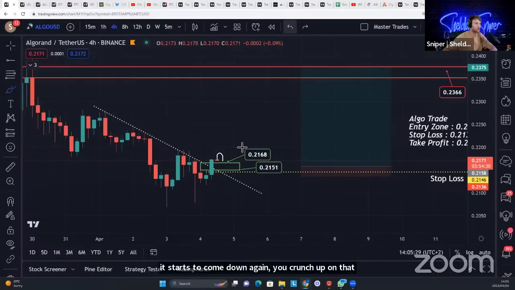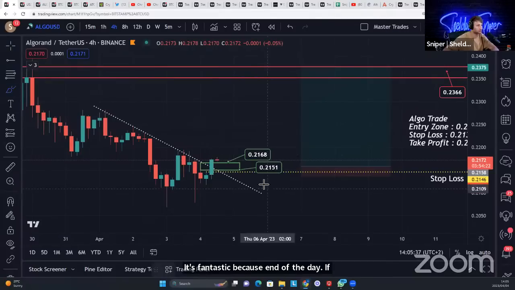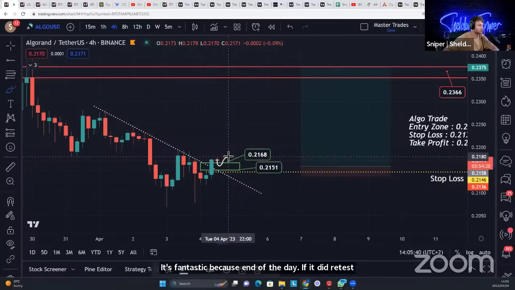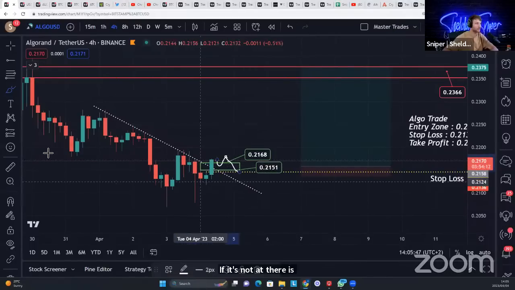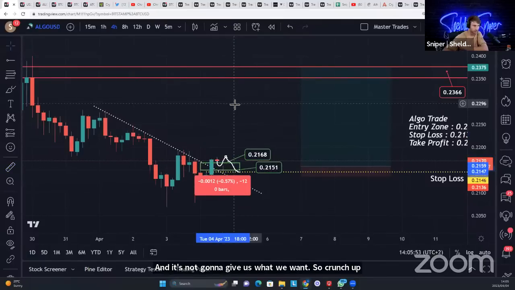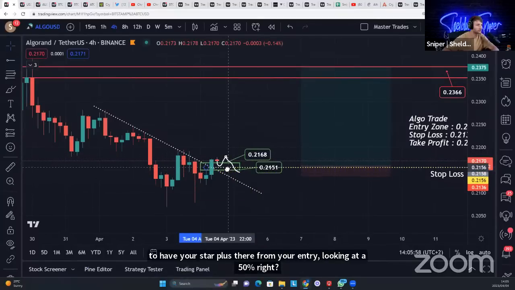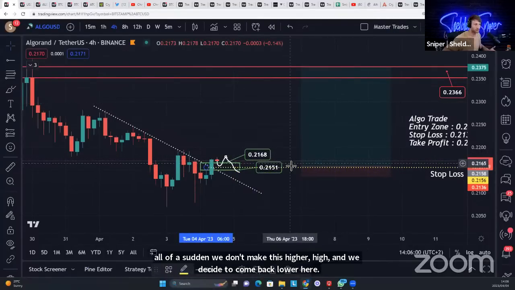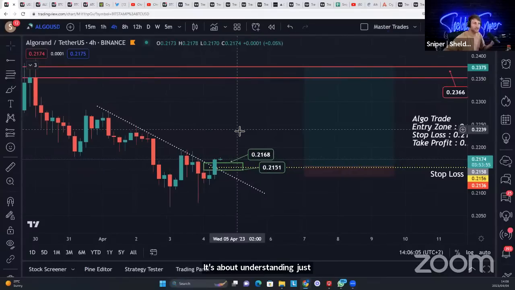It's fantastic because end of the day, if it did retest over here, and let's quickly draw this up again. If this does come down and retest over here, this must be it. If it's not it, there is likeliness that it's coming down lower and it's not going to give us what we want. So crunch up there, so you take way less of a hit, because if you had to have your stop loss there from your entry, you're looking at a 50% loss, right? But all of a sudden, we don't make this higher high and we decide to come back lower here. I can crunch the stop all the way up there and end up taking no hit. It's about understanding when your trade is going to plan and when it's not playing out exactly that.